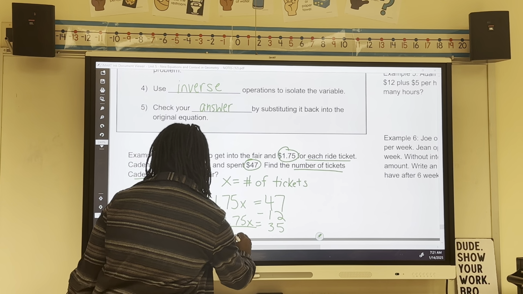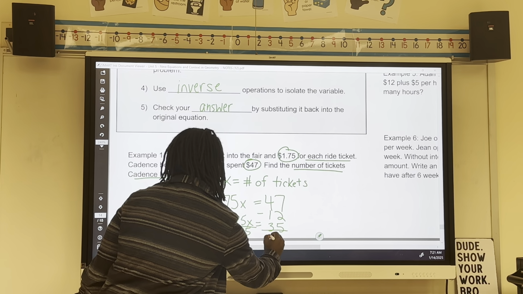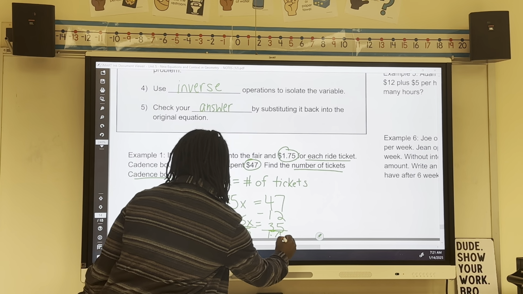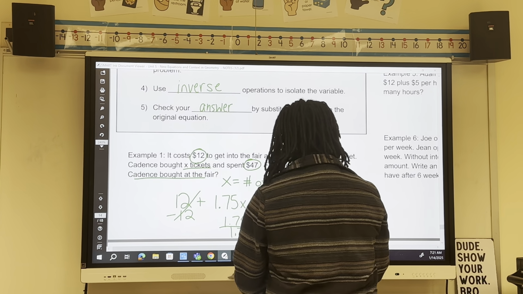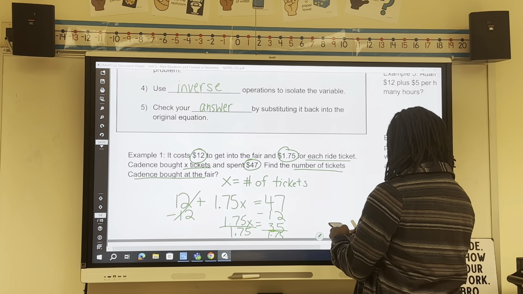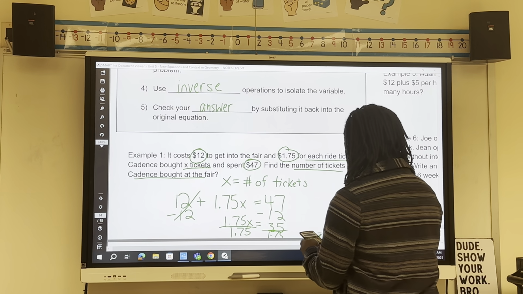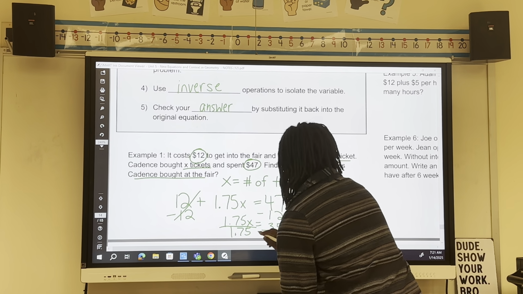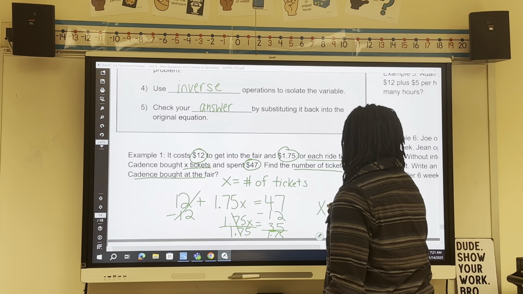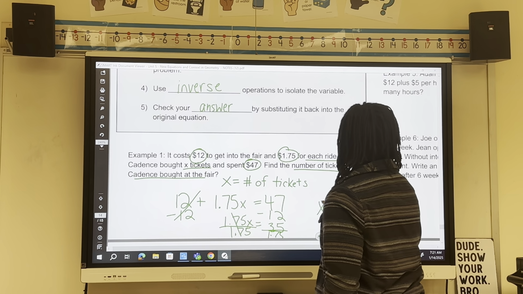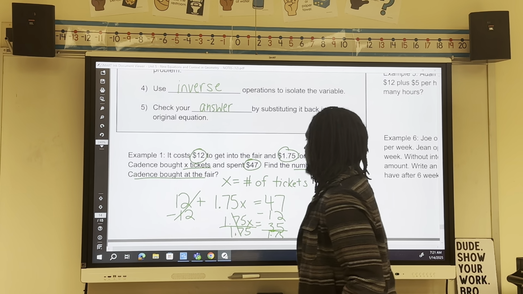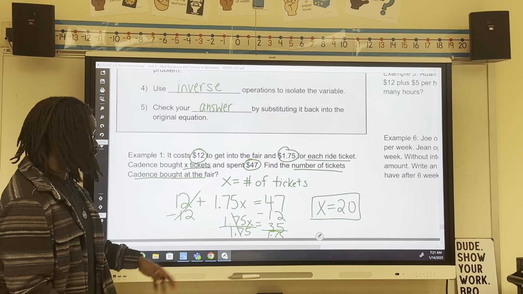Inverse is to divide. So I'm going to divide by 1.75. Divide by 1.75. And then 35 divided by 1.75 is 20. So x equals 20. So the answer is that she bought 20 tickets.